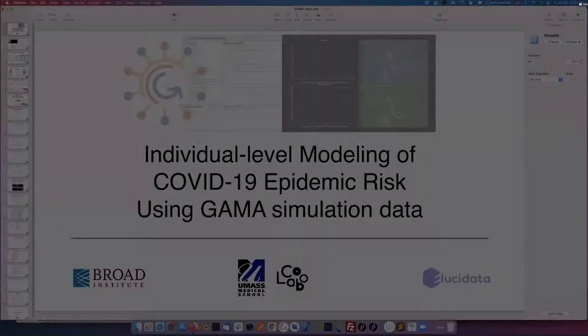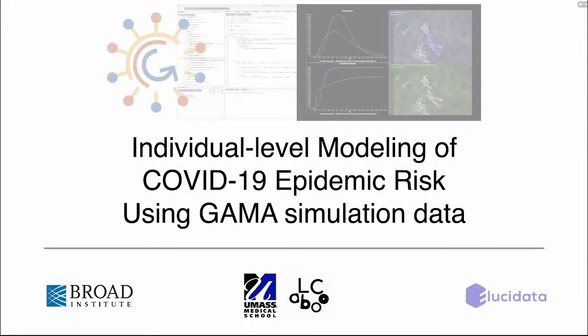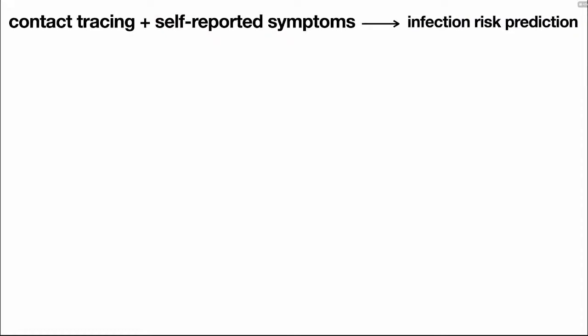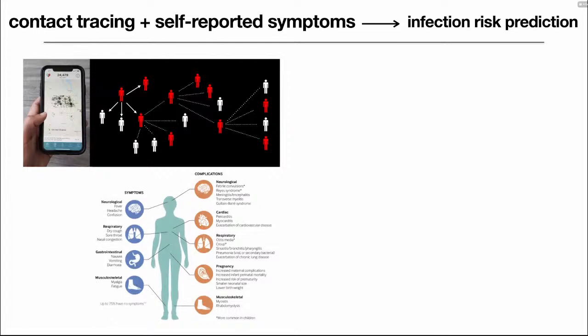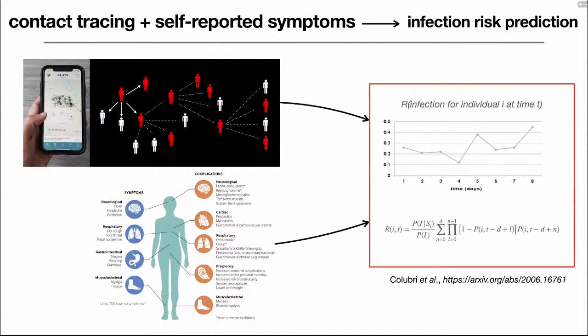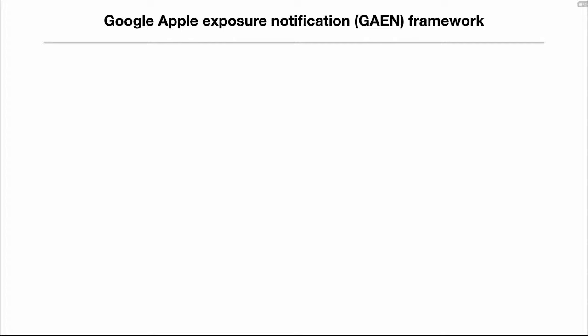So yes, the goal here is to create models that give the risk of infection for individuals. I'm doing this because we want to use data such as contact tracing and self-reported symptoms to create these models and to inform individuals in the population of their risk of exposure. We can use data that comes from new technologies like digital contact tracing, and symptoms that can be collected in different ways. I've been developing some models that integrate all these data sources and give you a time-based risk, and that's available on arXiv.